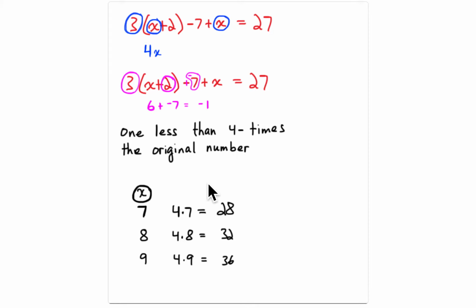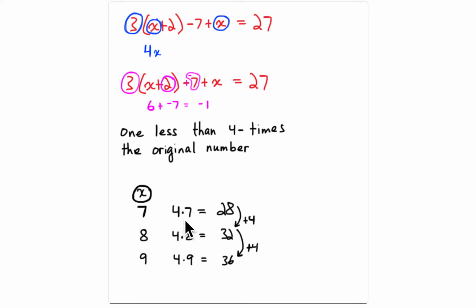Now what if you play around with this a little bit, and rather than 7, let's say that you use 8 as x. Well, 4 times 8 is 32. Or 9 as x. 4 times 9 is 36. And the puzzle gives you the relationship of 1 less than 4 times this number. Well, 1 less than 28 is 27. 1 less than 32 is 31. 1 less than 36 is 35. And notice that all of these differ by 4.